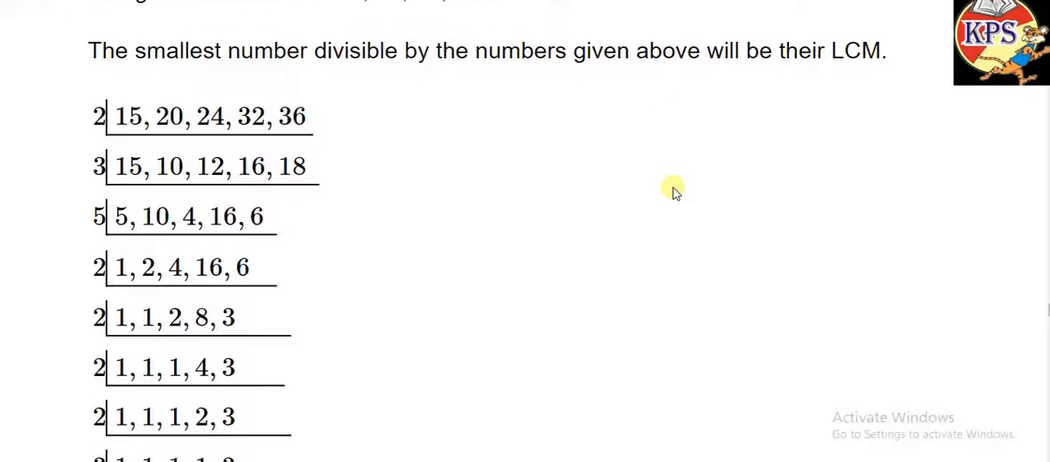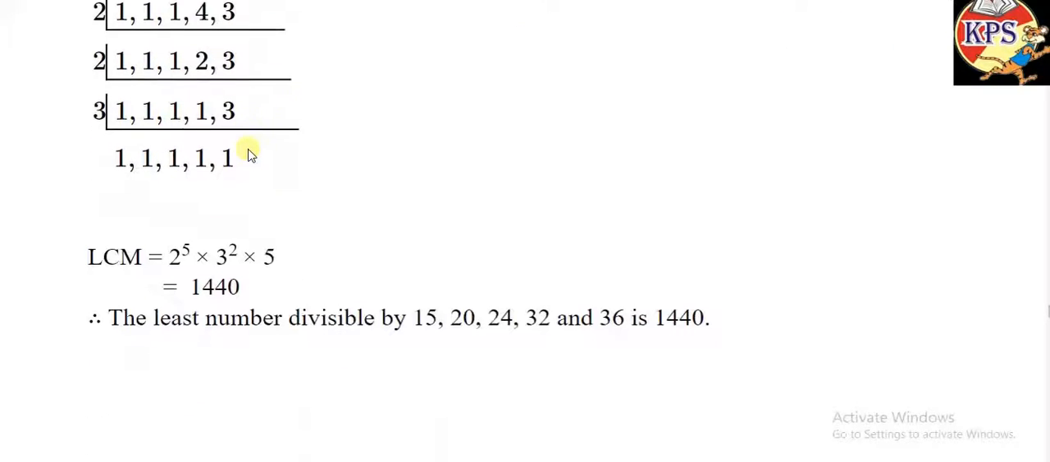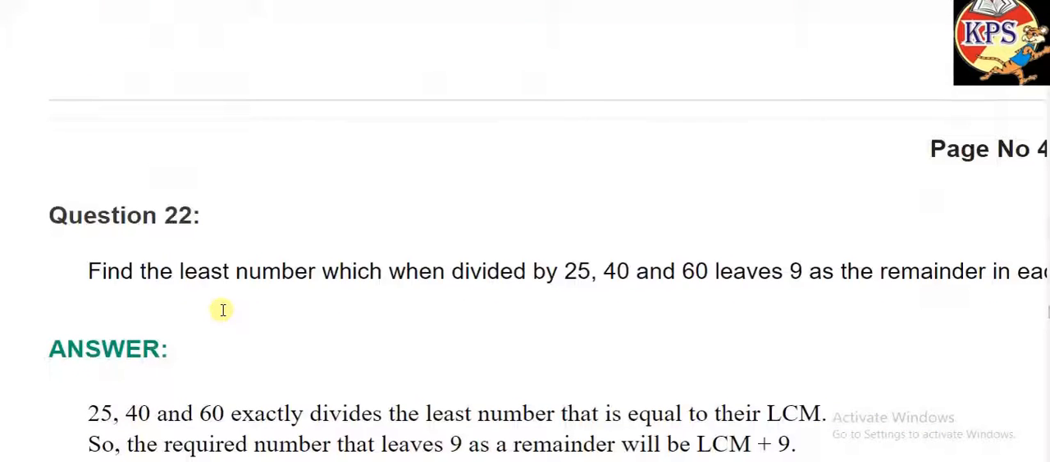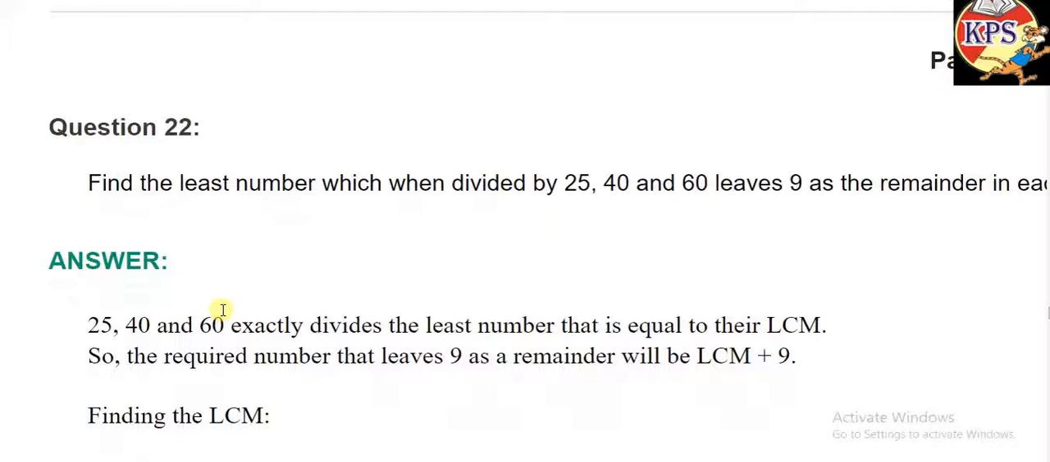To find out the LCM, I have already told you, we have to write all the numbers like this and find the factors of all the numbers. After finding the factors, you have to multiply them and you will get the LCM. This is how you will find it. I have already told you one more thing: in all these questions you have to find out the LCM.